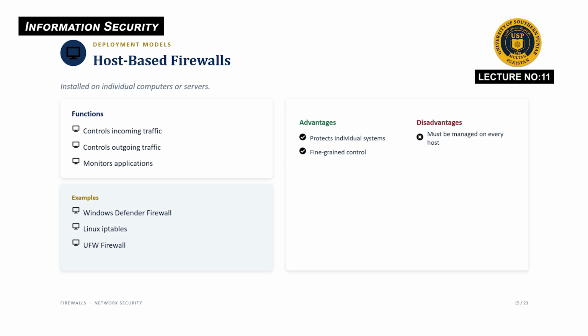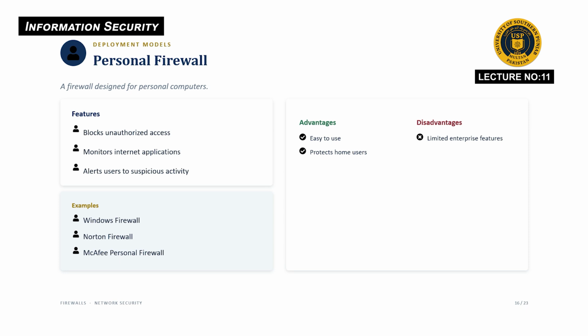Host-based firewall. A host-based firewall is installed on an individual computer or server. It controls incoming and outgoing traffic and monitors applications. For example, Windows Defender Firewall. Personal firewall. A personal firewall is designed for home users and personal computers. It blocks unauthorized access, monitors internet applications, and alerts users about suspicious activities.